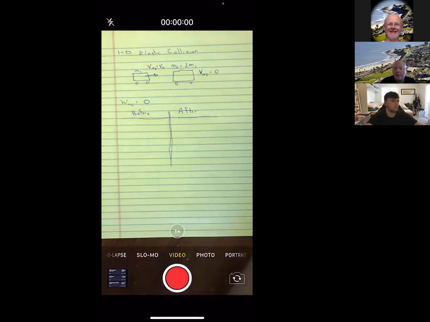I guess it'd be a little bit like two people playing a game of cards with real money. If one person loses, the other person gains. There's no other place for the money to go if there's only two people playing. And that's what we have here. We got just two things interacting. One loses the momentum, one gains.